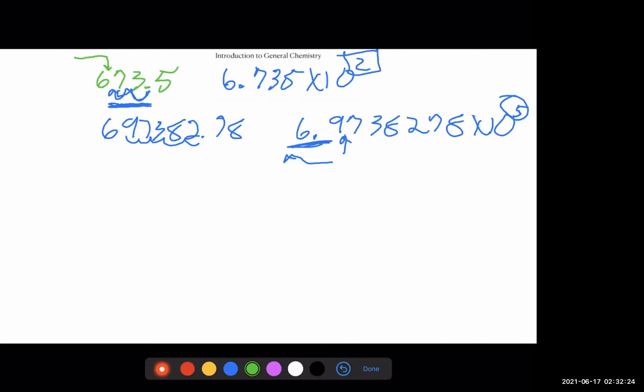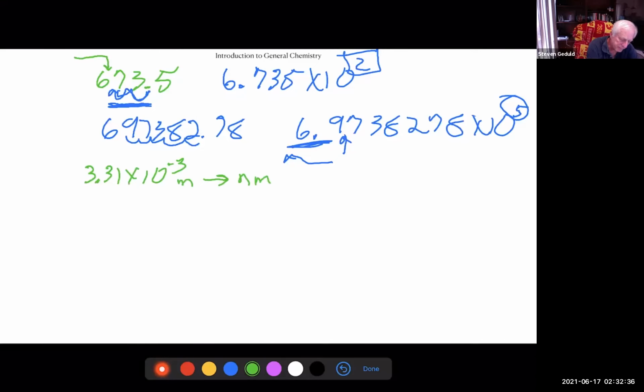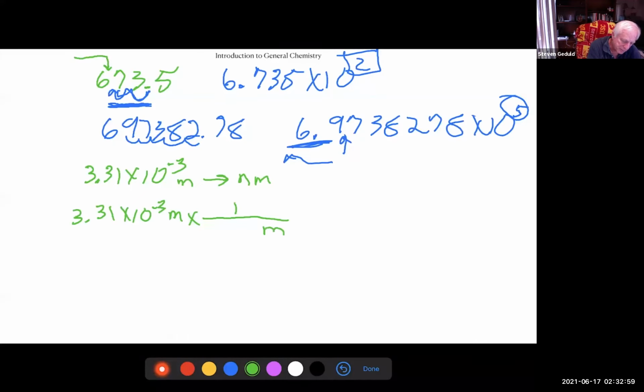So convert 3.31 times 10 to the negative third power meters to the equivalent length in nanometers. Okay, got it. So when we're doing conversions, write down what you're starting with: 3.31 times 10 to the negative 3 meters. That's what we're starting with, right? Make our times and put our line. So what goes on the bottom? Bottom has to be meters. And on the top, you want nanometers, right?